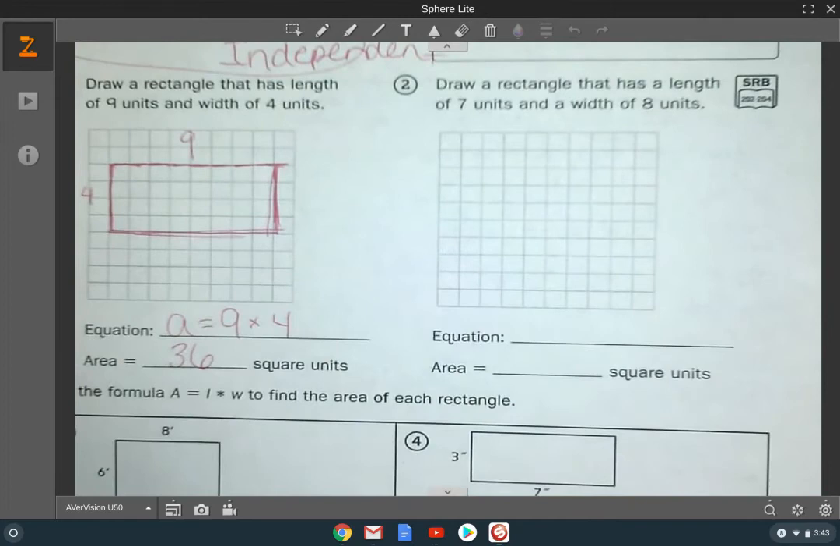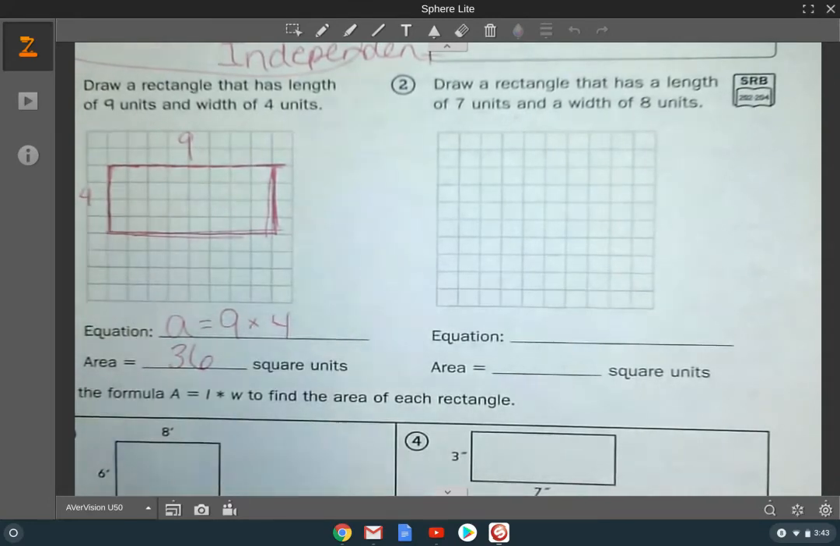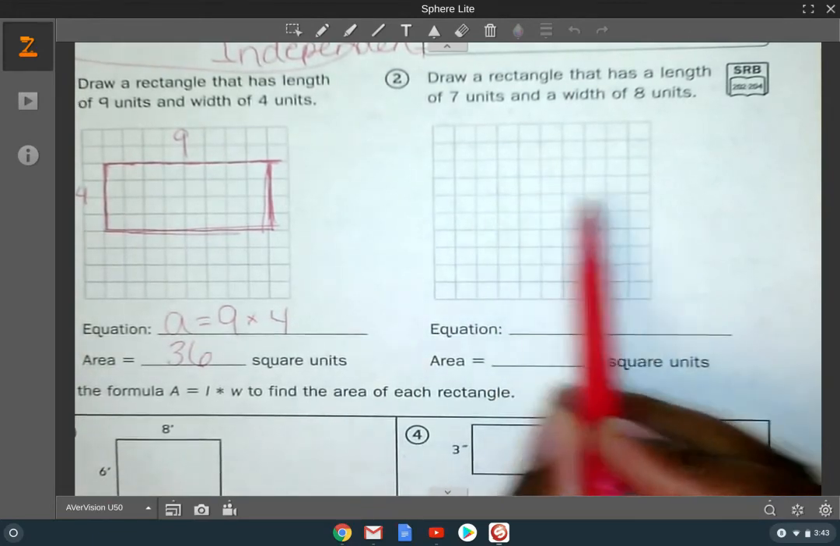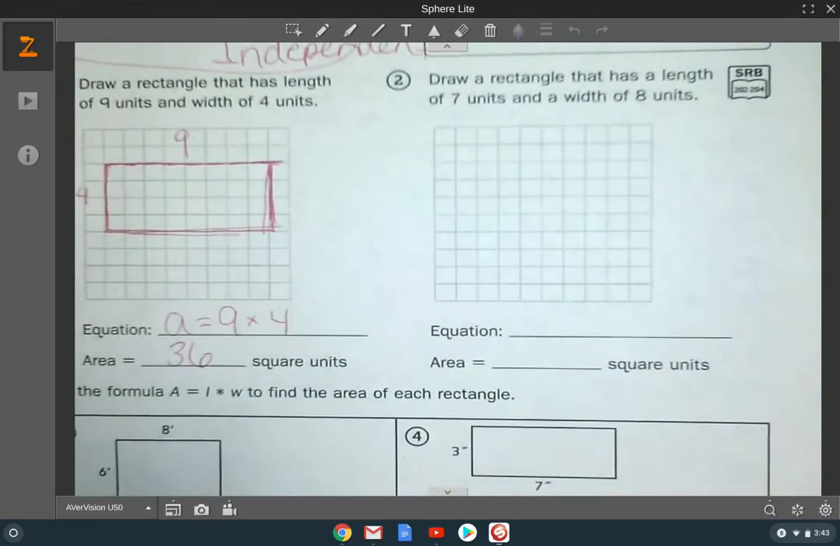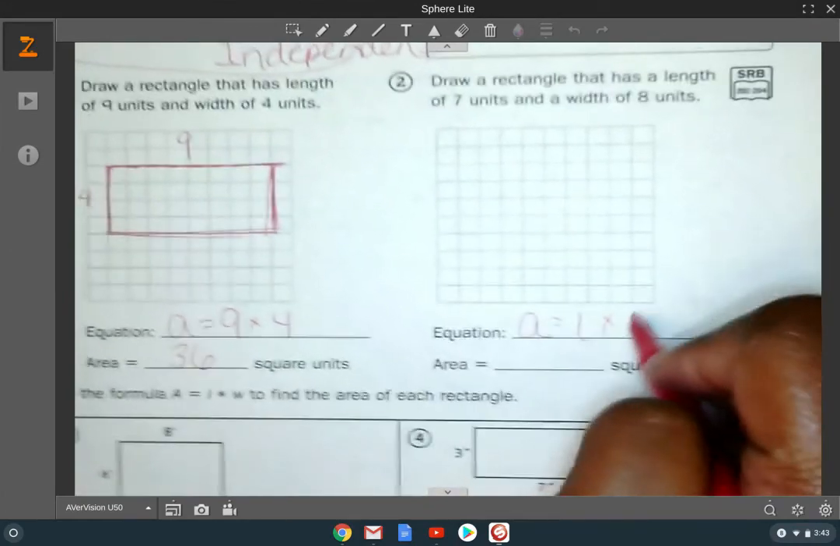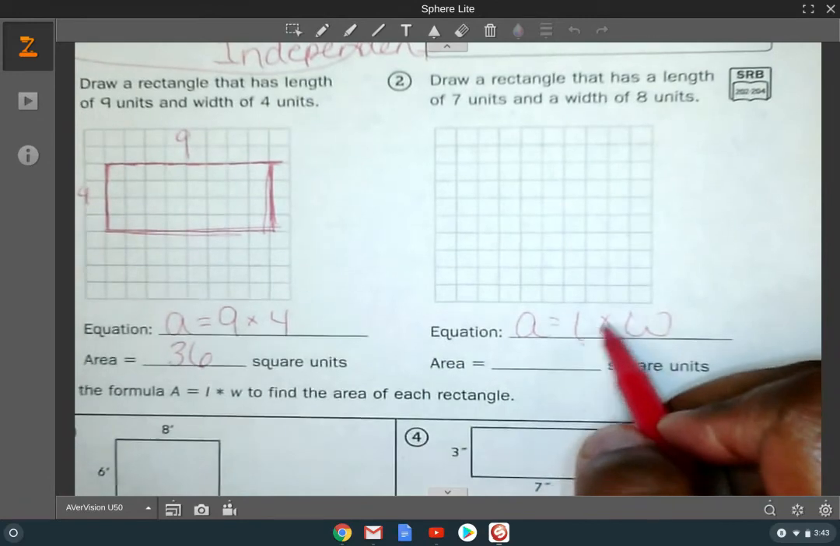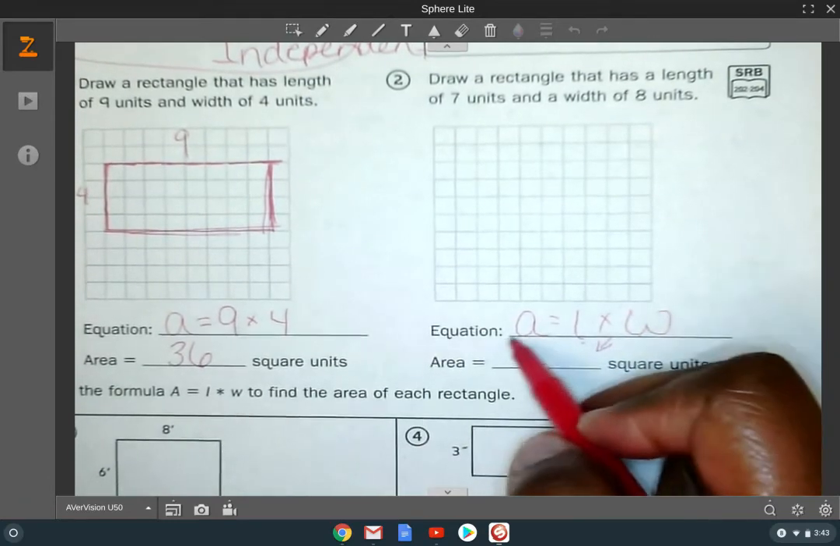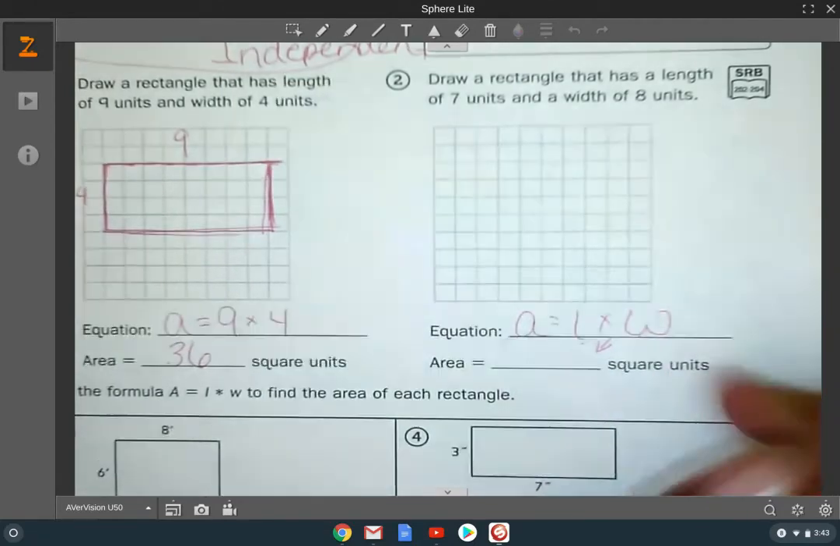Your turn. You know what to do for number 2. Draw a rectangle that has a length of 7 units and a width of 8 units. Use your squares. Count 7 across, 8 down to draw your rectangle. To help you out, area equals length times width. What is your length? What is your width? And here's where you will put the answer. Area equals square units.